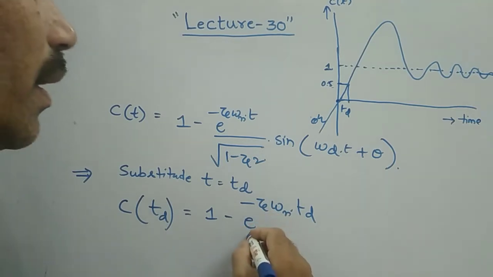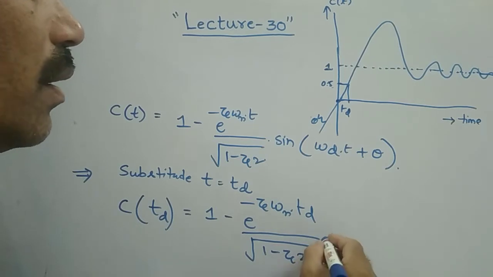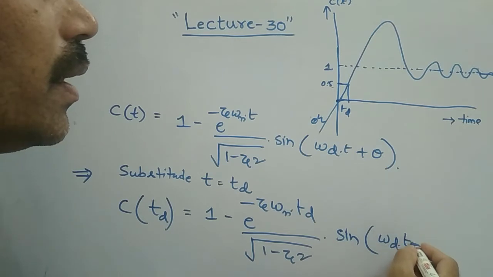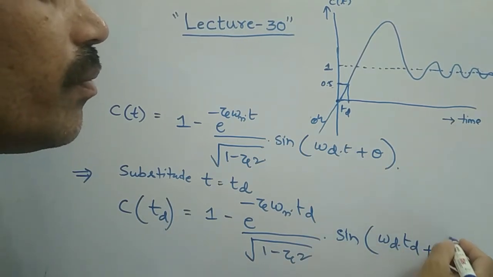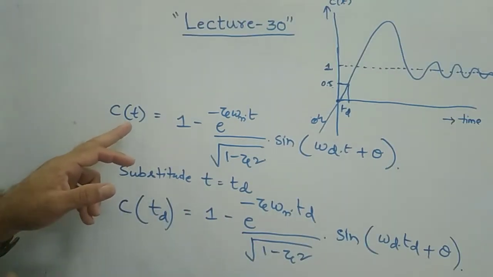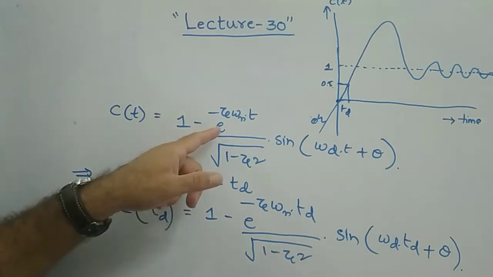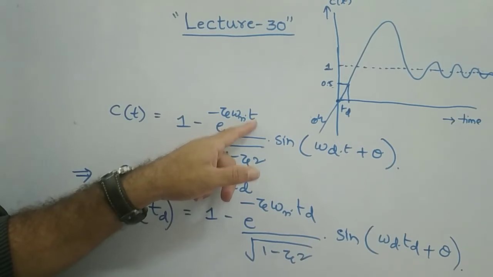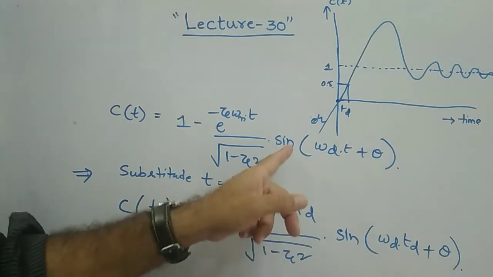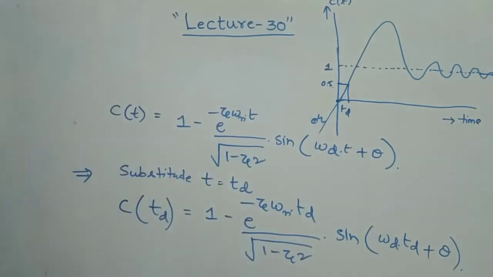This implies 1 minus, under square root of 1 minus zeta square, into sine of omega d td plus theta. This is what the expression becomes, because in C of t I substituted t as td. The 1 is 1, e power minus zeta omega n td, the delay time, the square root of 1 minus zeta square as it is, sine of omega d td plus theta.